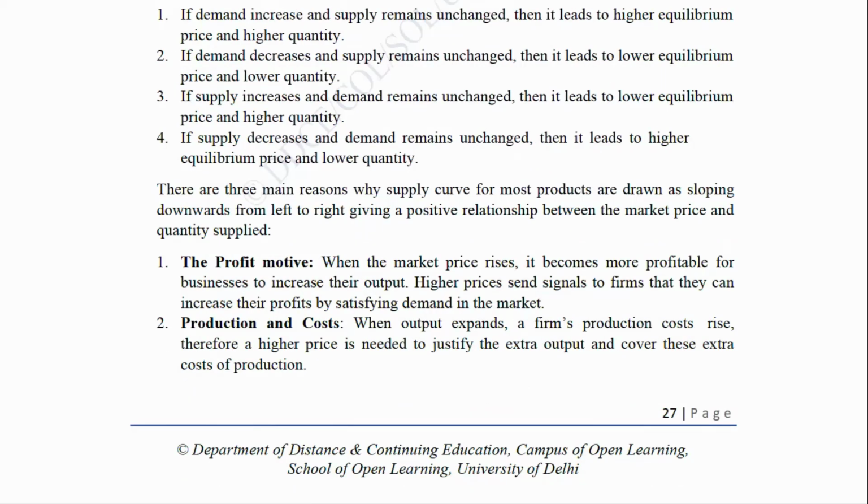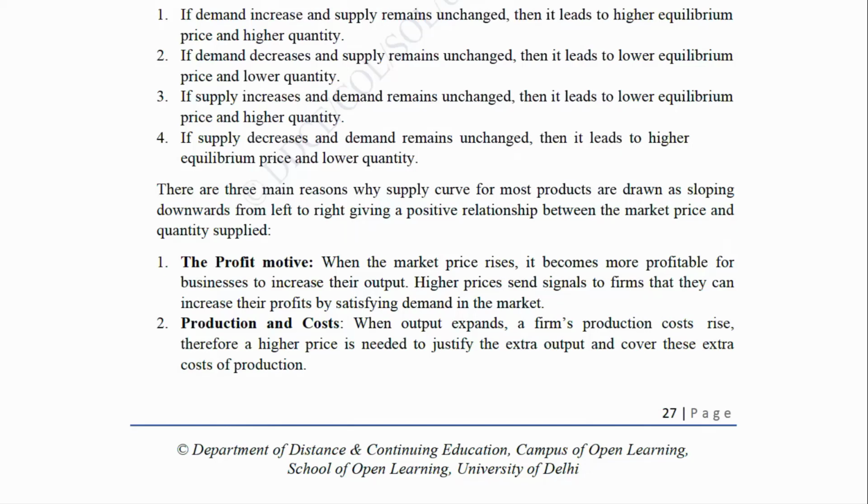There are three main reasons why supply curves for most products are drawn as sloping upwards from left to right, giving a positive relationship between the market price and quantity supplied. First, the profit motive. When the market price rises, it becomes more profitable for businesses to increase their output. Higher prices send signals to the firm that they can increase their profits by satisfying demand in the market.